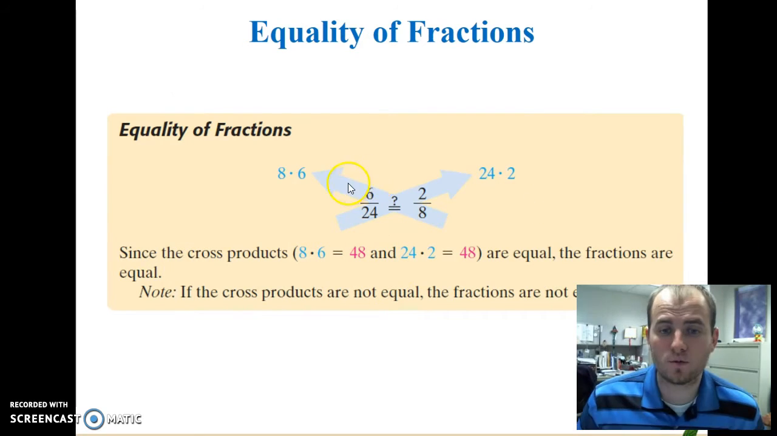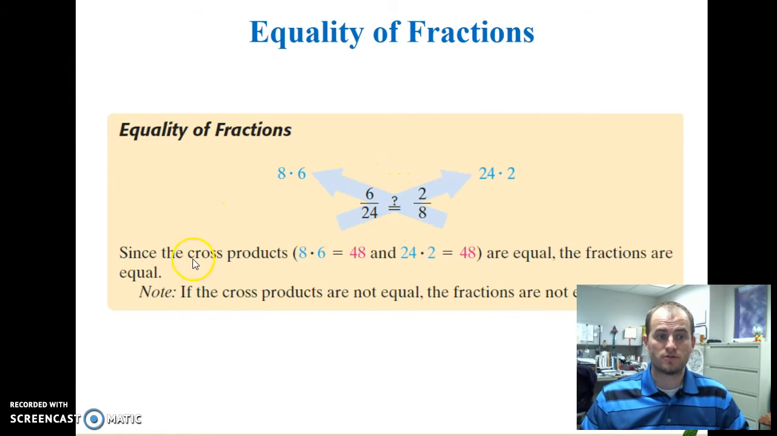The other way, and this works better for harder fractions, is to check their cross products. Cross products means you multiply across. So 6 times 8 needs to be the same as 2 times 24 in order for these fractions to be the same. 6 times 8 is 48, and 2 times 24 is also 48, so they're equal. So therefore we know, since their cross products are equal, the fractions are equivalent. The fractions are the same. If you got different things, if you got 49 for this one and 40 for this one, then we would know the fractions are not the same.